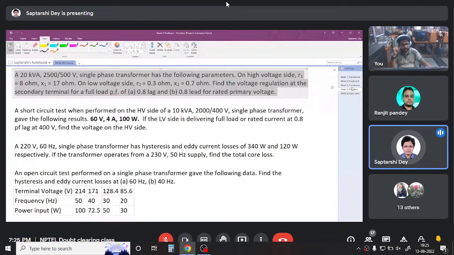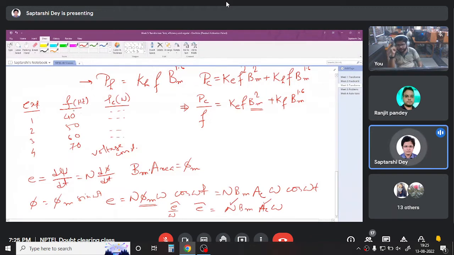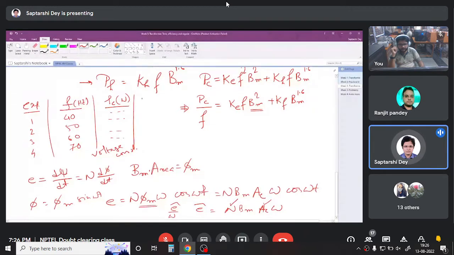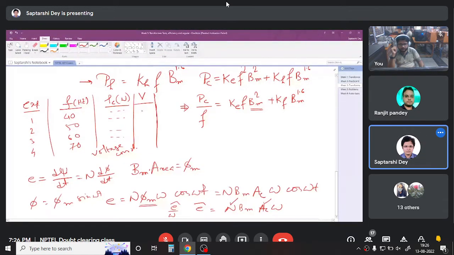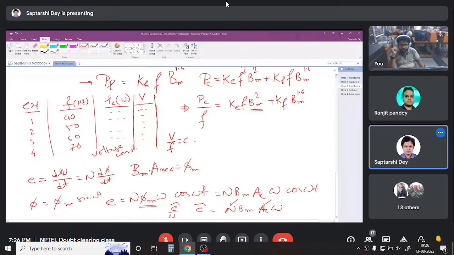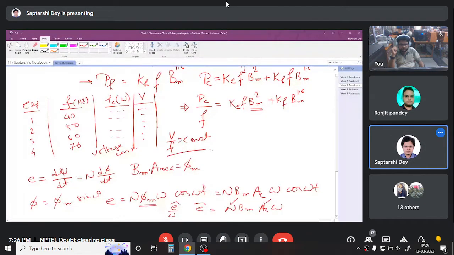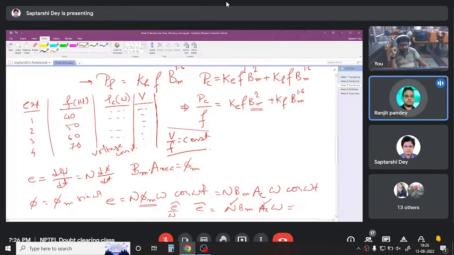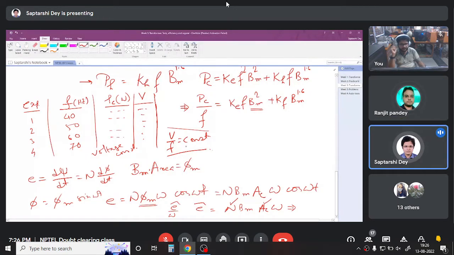Sorry, I made a small mistake. In these experiments, frequency is varied. At the same time, voltage is also varied such that V by F is constant. If you do not keep V by F constant, the flux will keep varying. That we cannot let happen. So when I am increasing the frequency, I am also increasing the voltage such that my V by F is constant. It means in all cases, when the frequencies vary, the voltage is also varying such that V by F is constant.